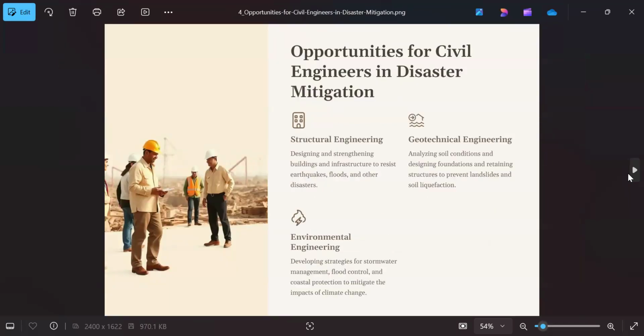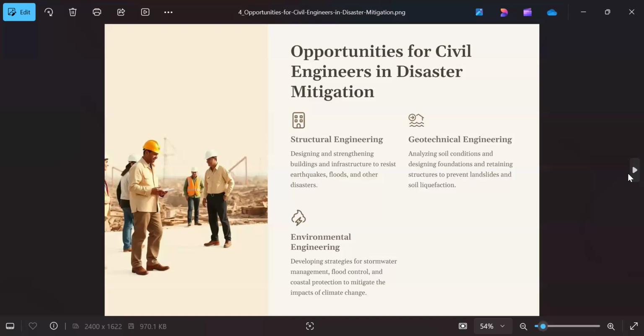So, what are the opportunities for civil engineers in disaster management? There are structural engineering, building construction, as we have already discussed, geotechnical engineering, and environmental engineering. When we talk about structural engineering, it is the designing and strengthening of buildings and infrastructure to resist earthquakes, floods, and disasters. Buildings should be constructed in such a way that if there is a flood, an earthquake, or some other natural disaster, the building should resist those disasters, and the implementation should be done in such a way that it does not fall apart.